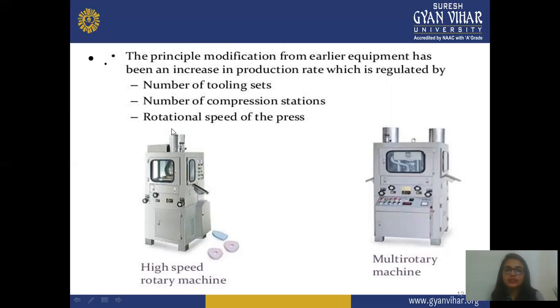And these are the specifications of the principle which are required for compression of the tablet. Number of tooling sets means how many tooling sets you use for that particular compression of the tablet. Next is the number of compression stations, how many compression stations are used, and the rotational speed of the press. And this is all our principle of the compression machine.